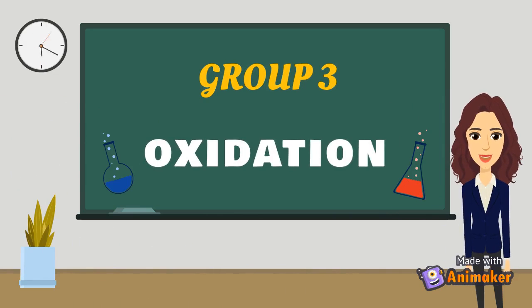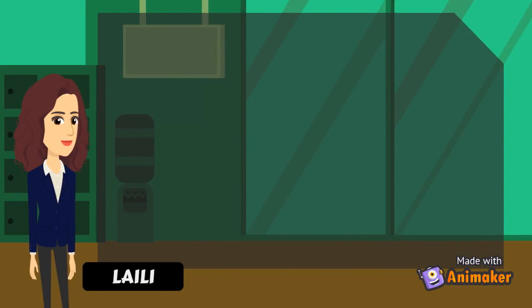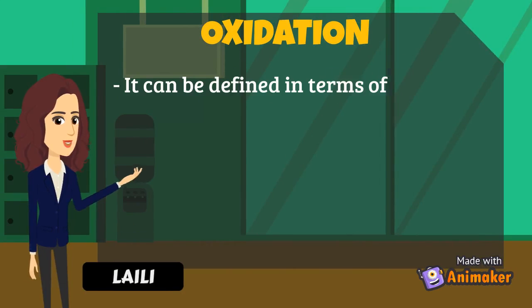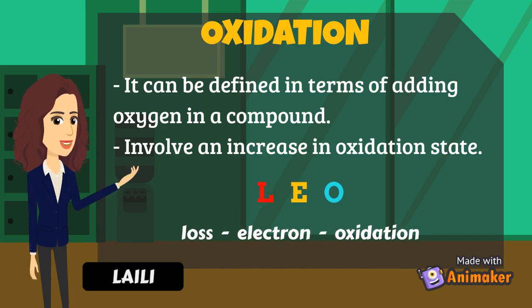Today, we want to present about oxidation. Oxidation can be defined in terms of adding oxygen to a compound. Oxidation involves an increase in the oxidation state. Other than that, you can also remember it by LEO: loss of electron is oxidation.